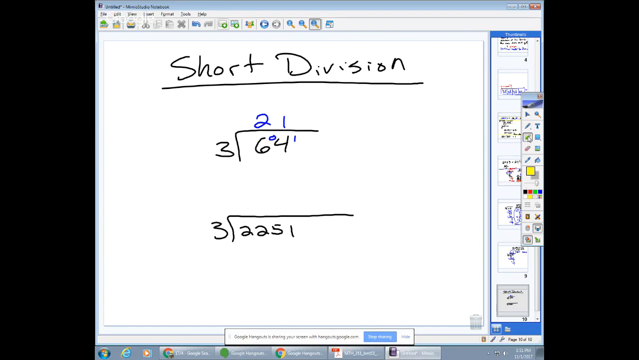Let's suppose we're going to take 3 into 2,251. So we would say, well, does 3 go into 2? No. So let me say, does 3 go into 22? 7 times? 7 times 3 is 21. 22 minus 21 is a remainder of 1. And so I just write the remainder right there. Then I ask again, okay, does 3 go into 15? Yep, 5 times. 5 times 3 is 15, so there's no remainder.